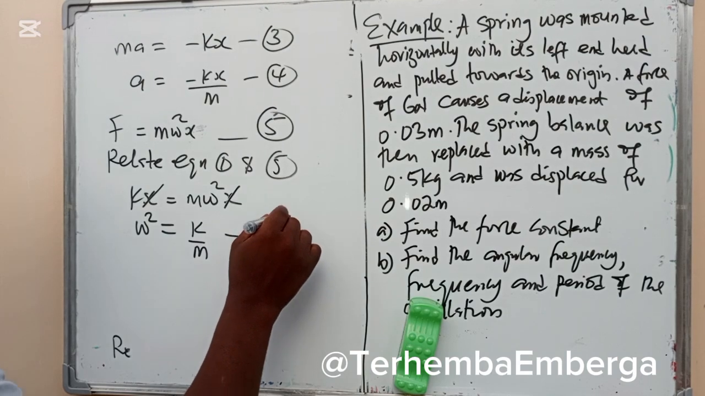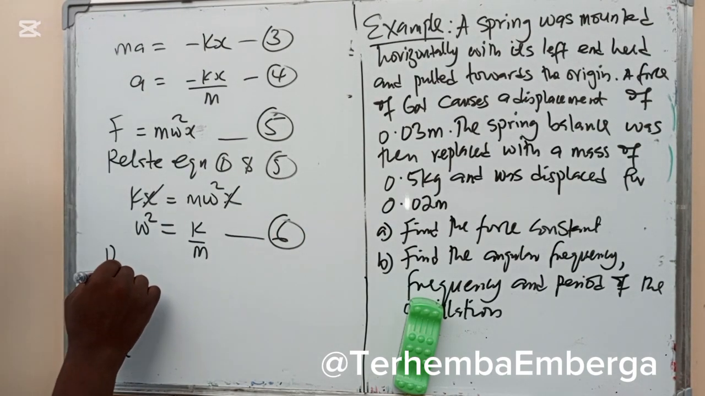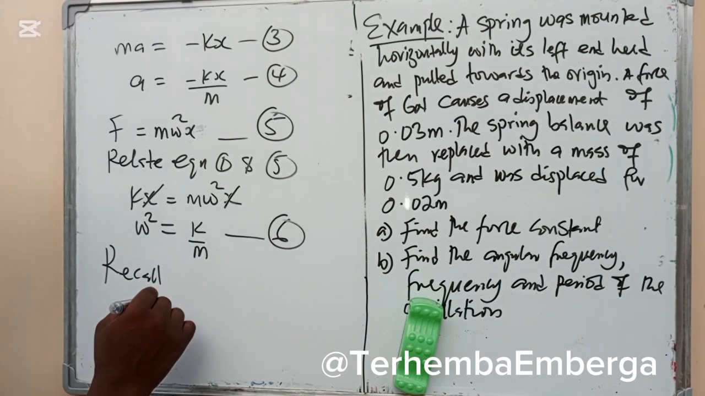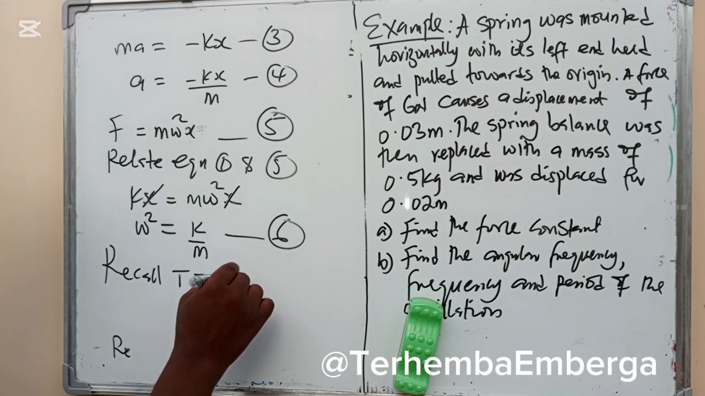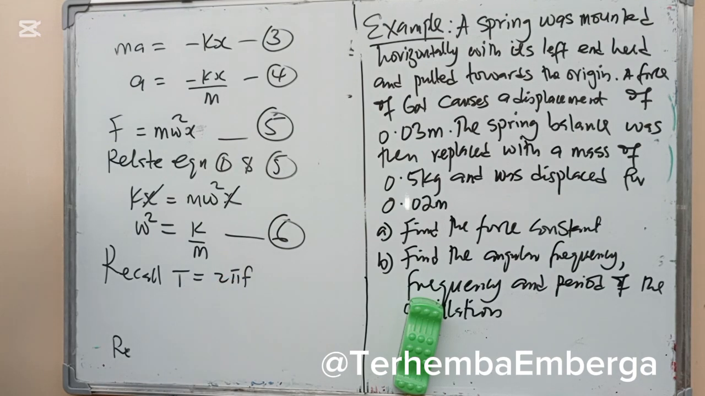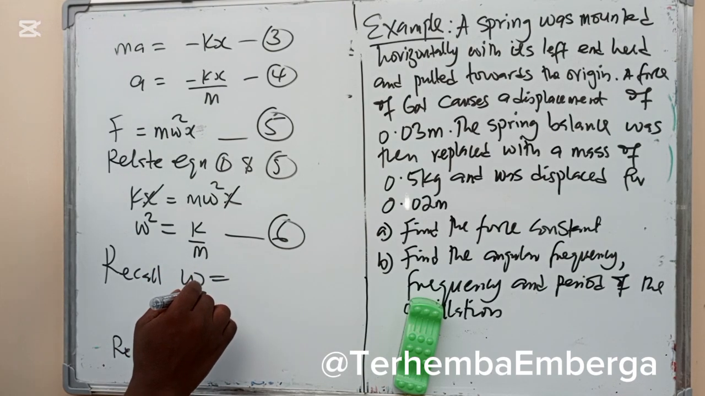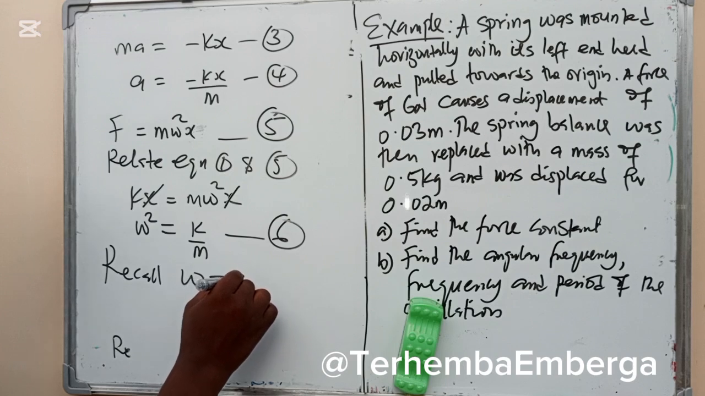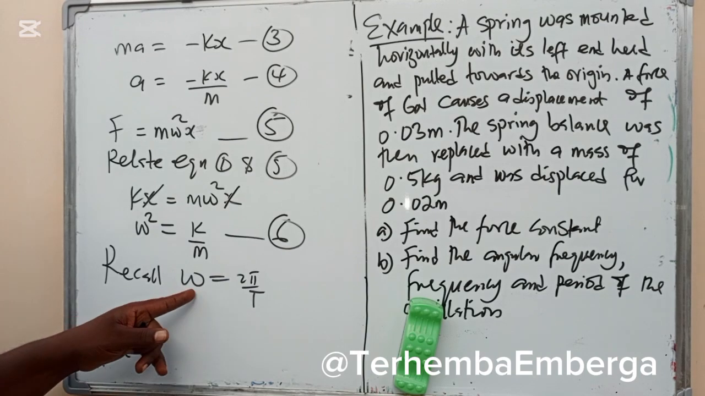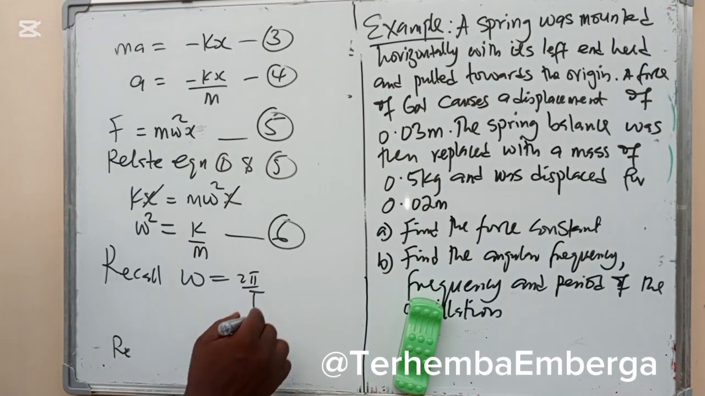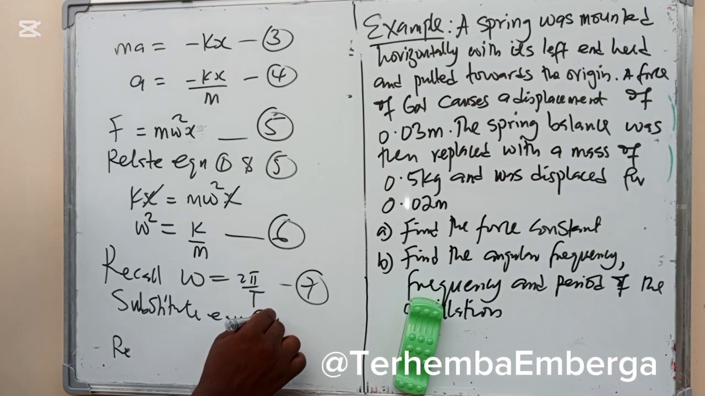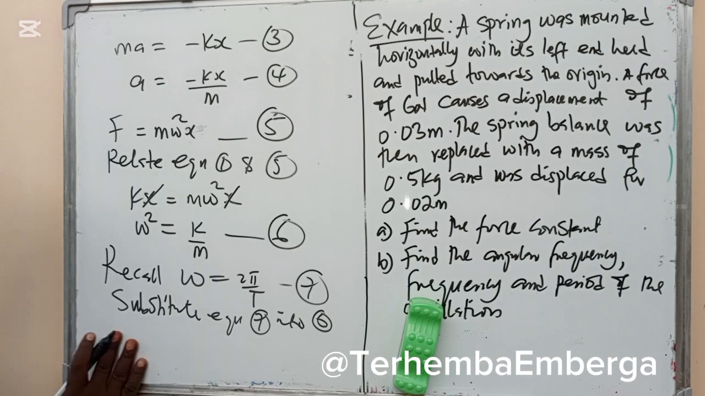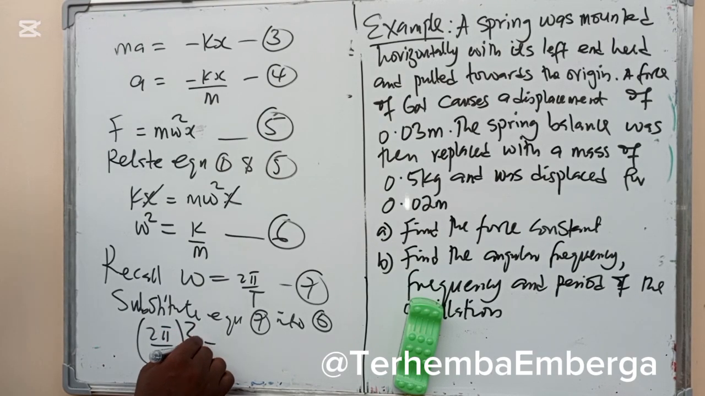So this is equation 6. But recall that angular velocity, the angular frequency, is given as 2 pi all over T. If this is equation 7, by the time you substitute equation 7 into 6, we now have 2 pi all over T squared equal to k all over m.